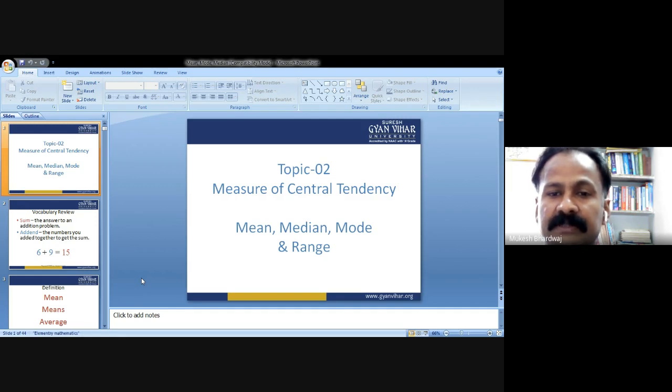Now the second topic, that is measure of central tendency. In measure of central tendency, as the name itself defines, you are going to measure some values within the central range. The first is mean, second is median, third is mode, and fourth one is the range. These are the main topics under the measure of central tendency. So we are going to start with mean.